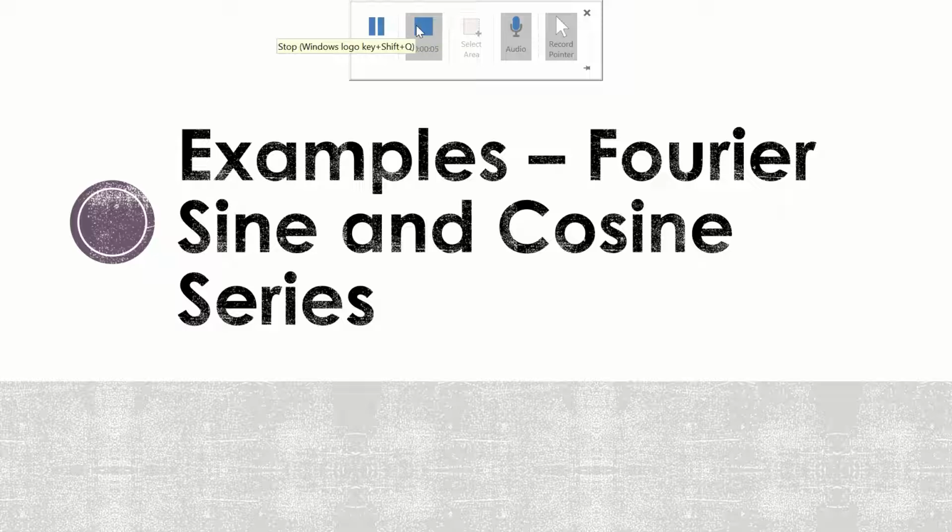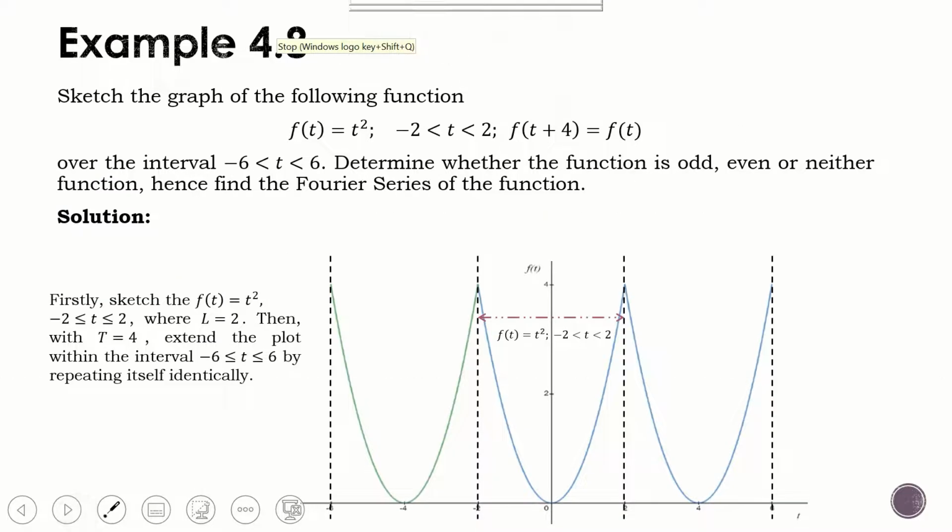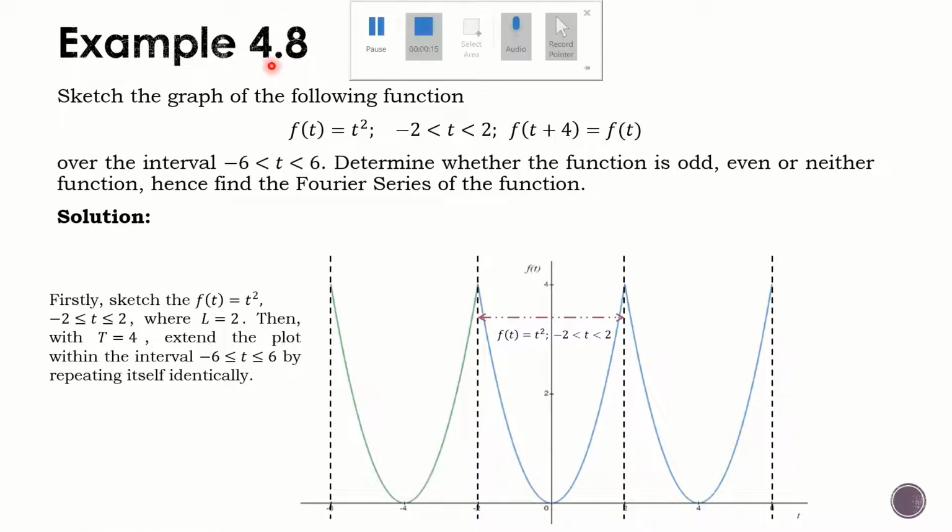So this video will discuss two examples. One example for Fourier Sine series and one example for Fourier Cosine series. Okay, look at the example 4.8.